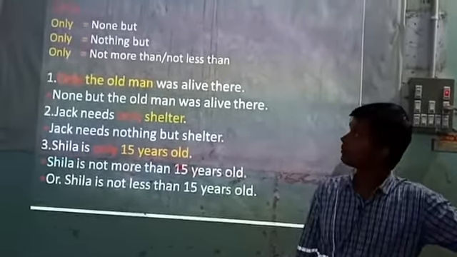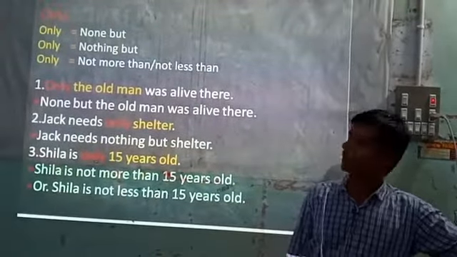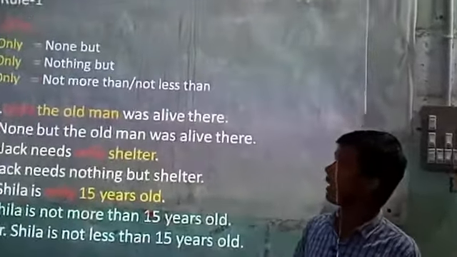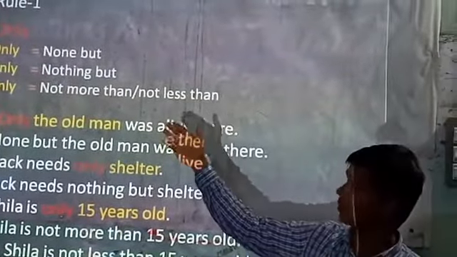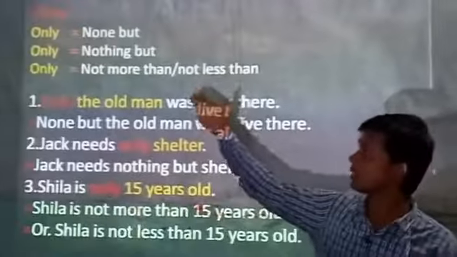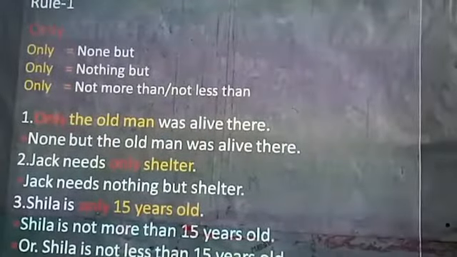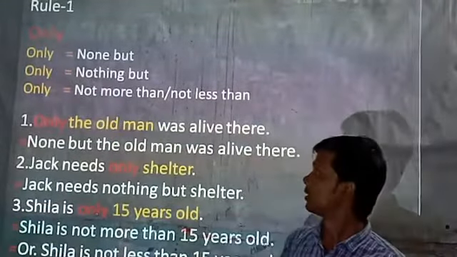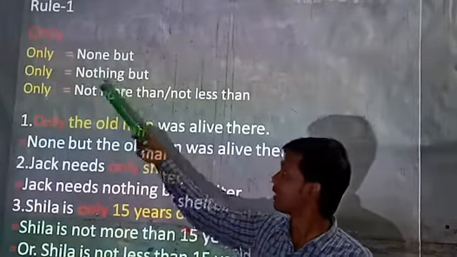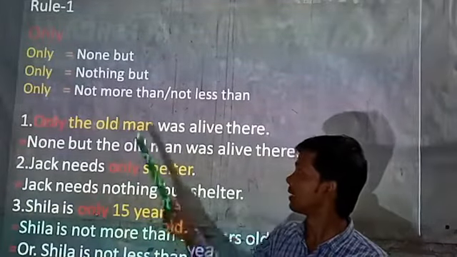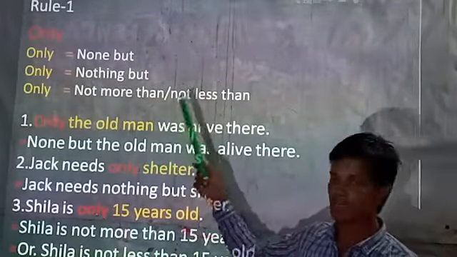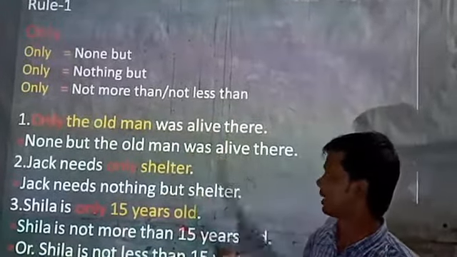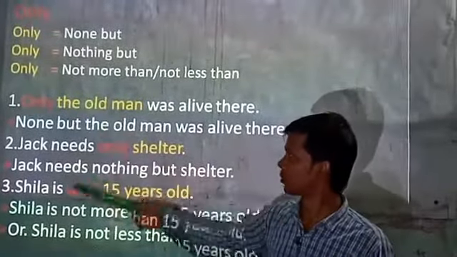First, rule 1. Only. If any sentence is connected with only, and if it indicates a person, we will change only to none but. And if it indicates an object, we will write nothing but in place of only. And if it indicates number, it will be changed to not more than or not less than. So, dear students, these are the examples.